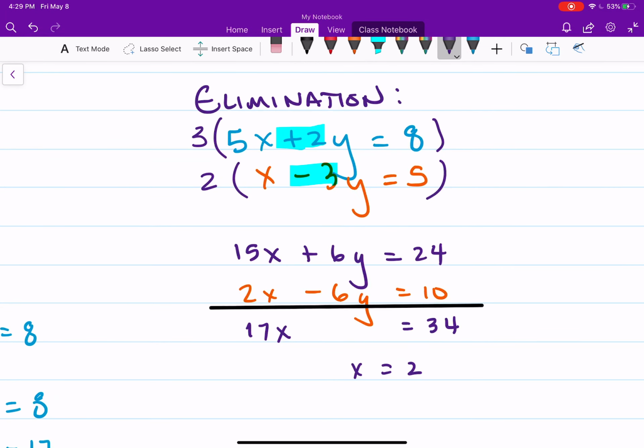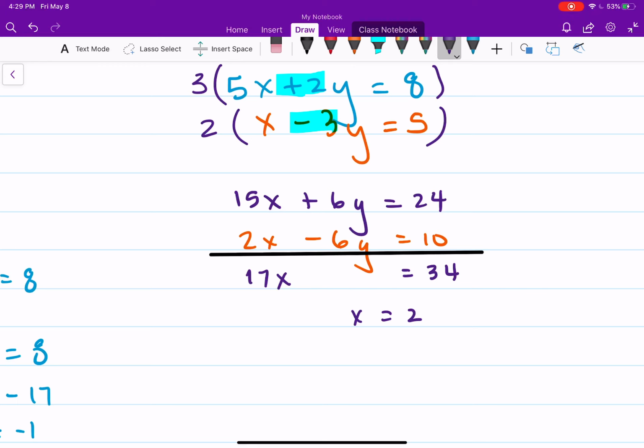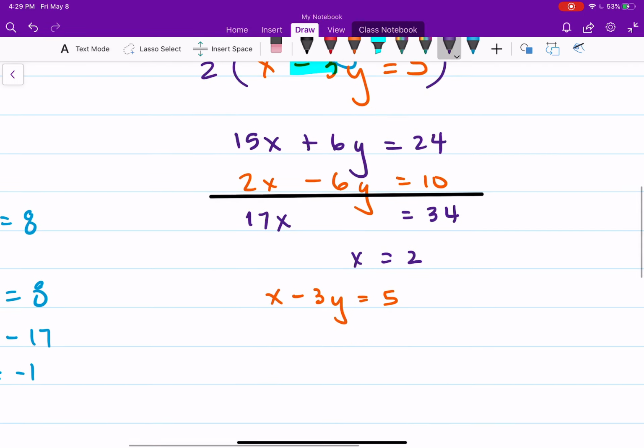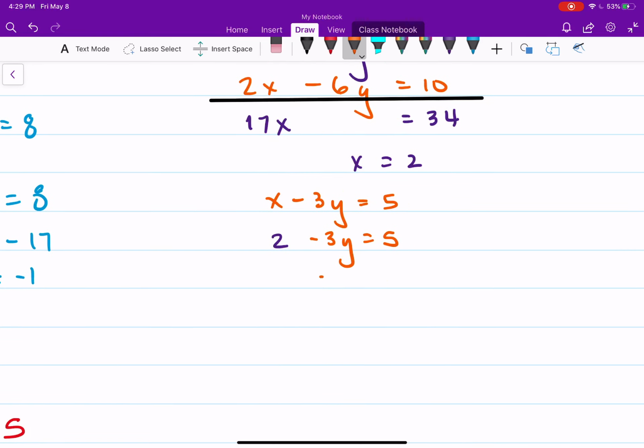Now I can either go back and do elimination again, but getting rid of x instead of y. Right now I just got rid of y and solved for x. I could get rid of x and solve for y. Or you can just put the 2 into one of the originals. If I take the bottom one again, it doesn't matter which one you put it in, it should work in both. So I have 2 minus 3y is equal to 5. Move the 2 over, I get negative 3y equals 3, so y is equal to negative 1.